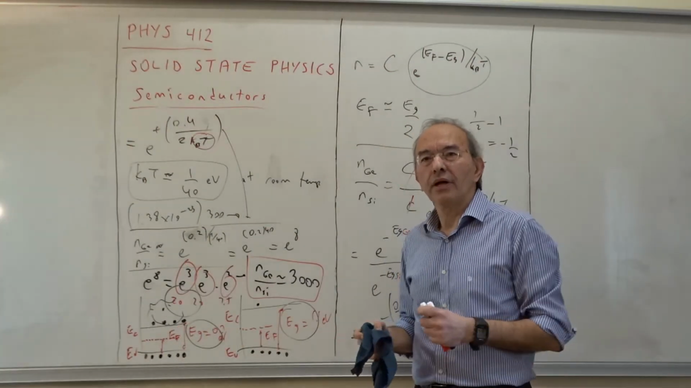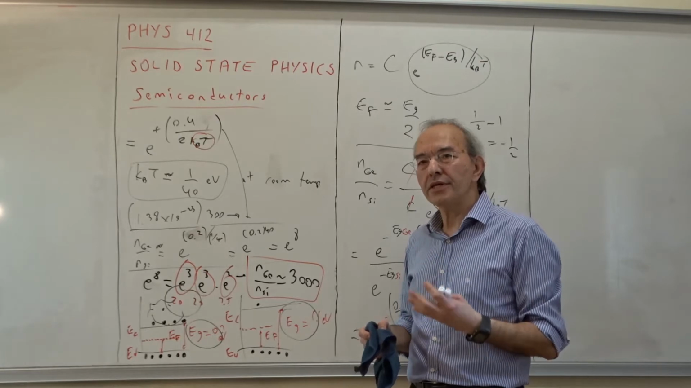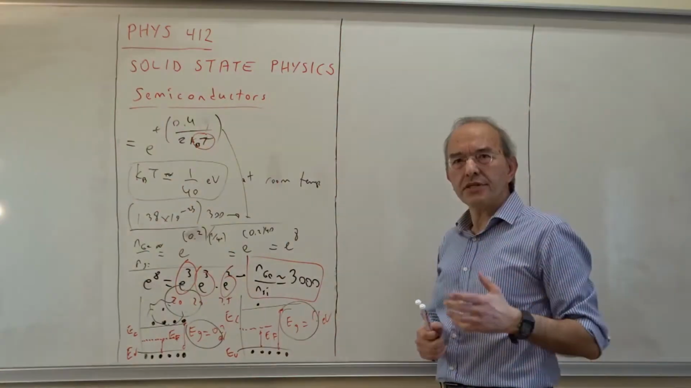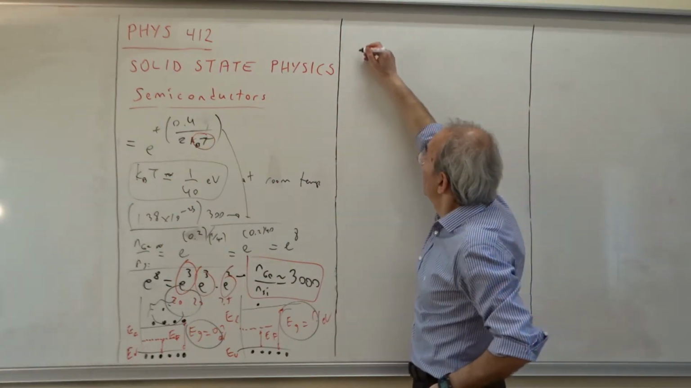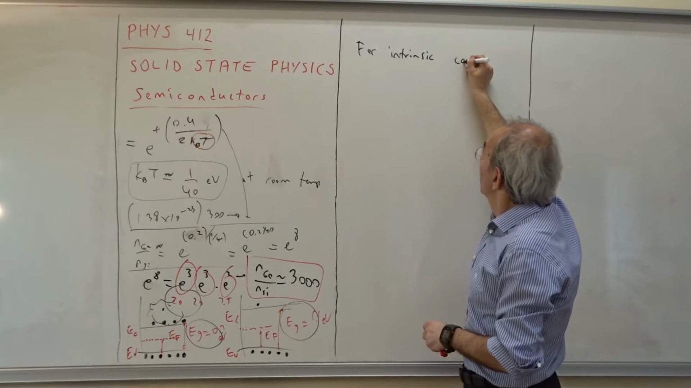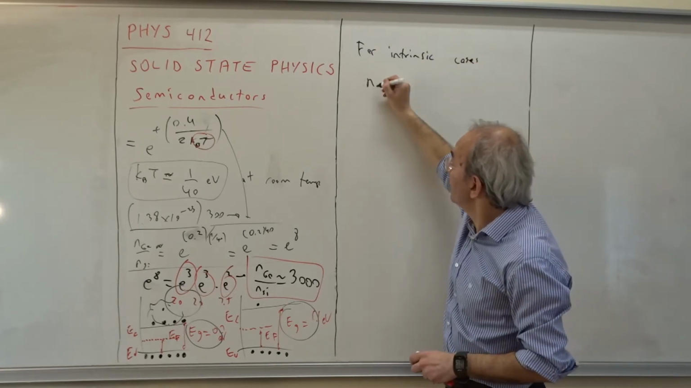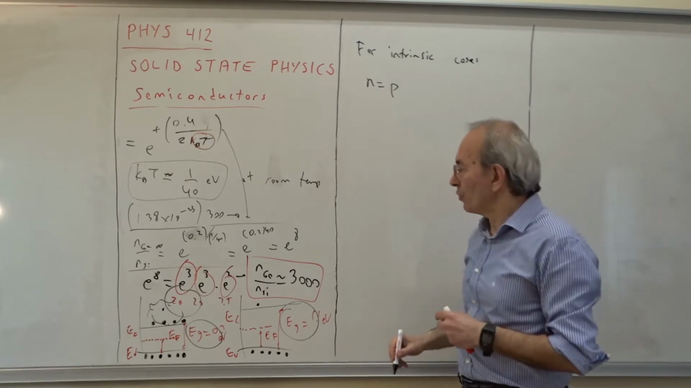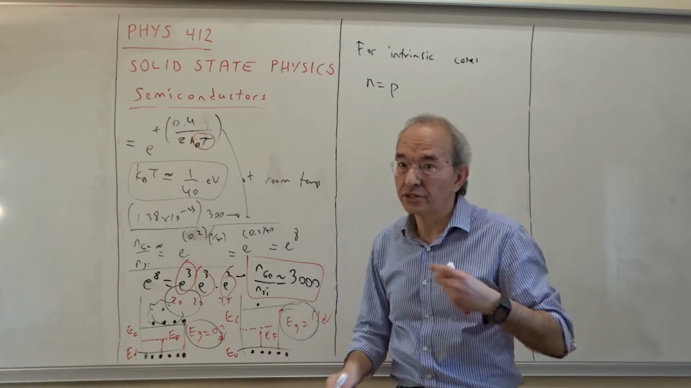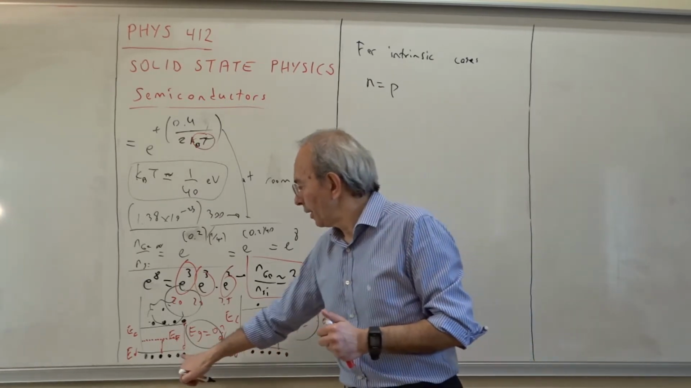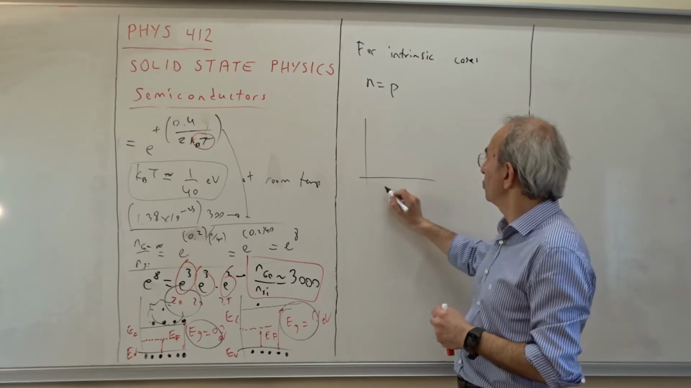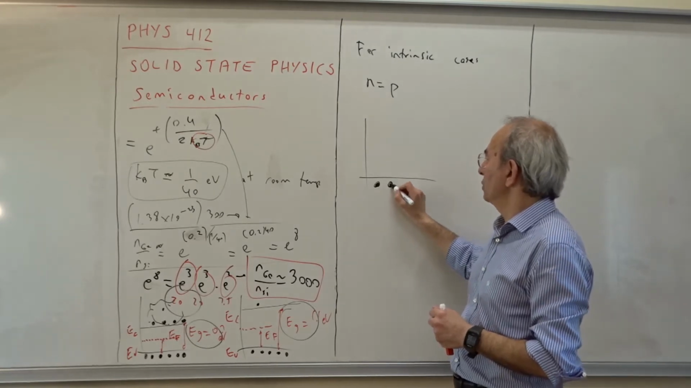Now let us see the intrinsic carrier concentration, N sub I, which is an important factor in such calculations. For intrinsic cases, remember, we have said that N is equal to P. So the number of free electrons and the number of free holes, and in the previous lectures I talked about the concept of holes, remember, are the same. So if we have, let me draw some circles.